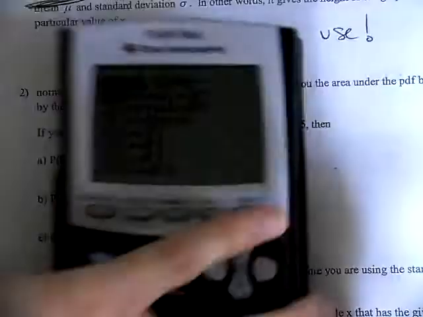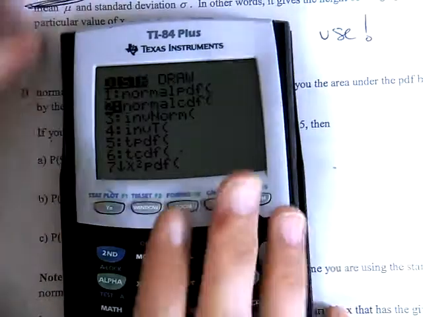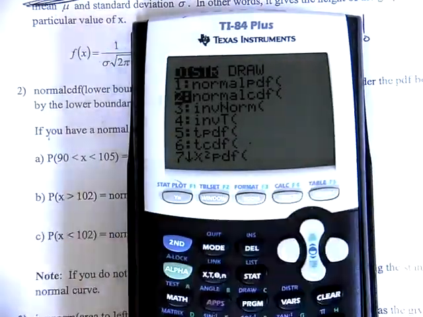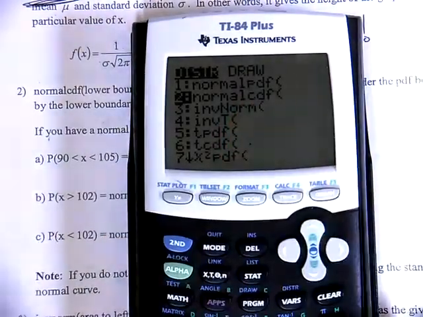So I'm going to go to normal CDF. I personally love using normal CDF when it's an in-between like this, because I hate having to find two z-scores, subtracting them, looking them up, subtracting them. I hate doing that. I find it really annoying and long. So this way, I just put it in the calculator.